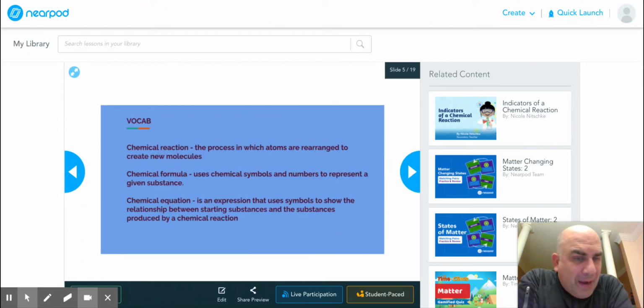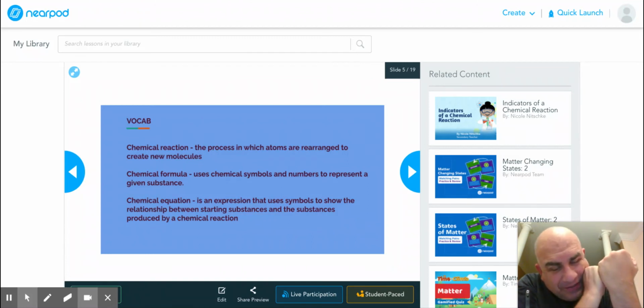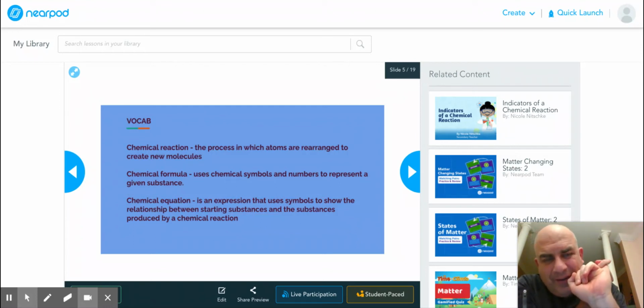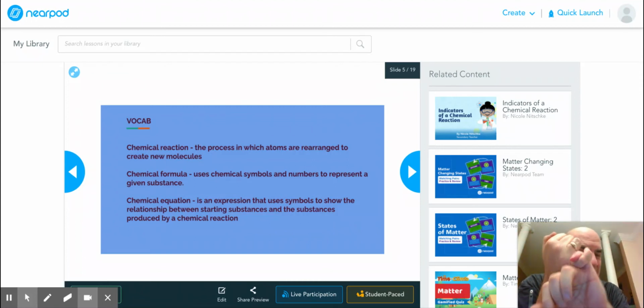Vocabulary, chemical reaction. The process in which atoms are rearranged to create new molecules. When you do a chemical reaction, the atoms are trading partners. That ionic bond that we like so much, they just broke up. That covalent bond, yeah, they just broke up. They broke up and found new atoms. It's sad, but it happens. Their relationships are over, but they form new relationships. What's important is that the atoms never go away. Matter can never be created, can never be destroyed.